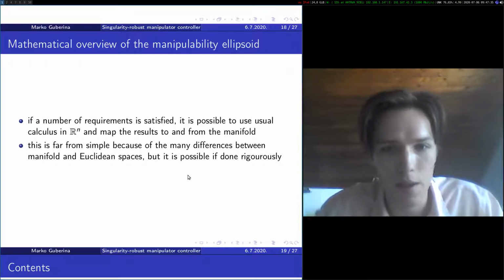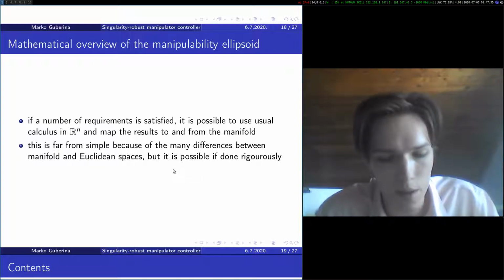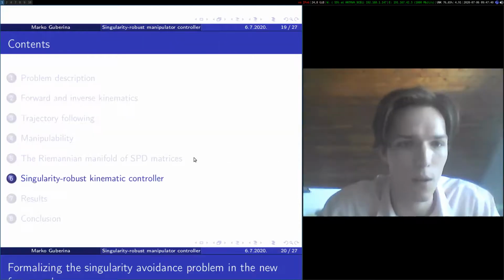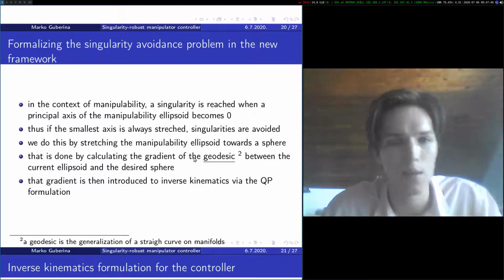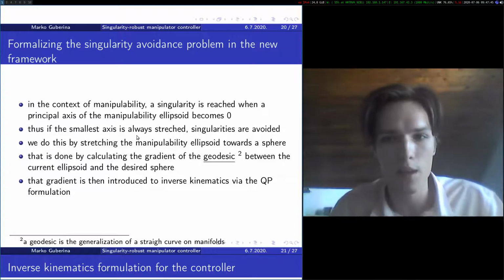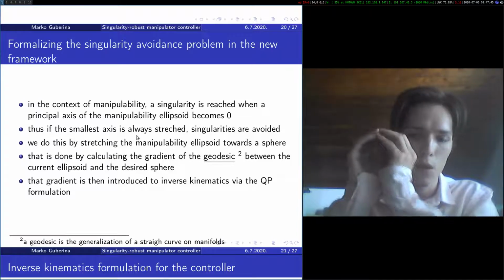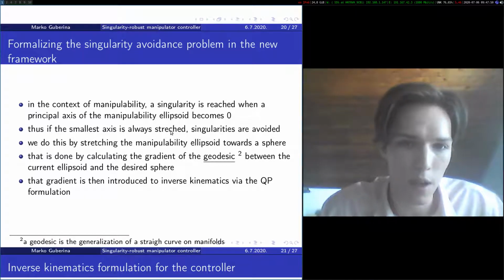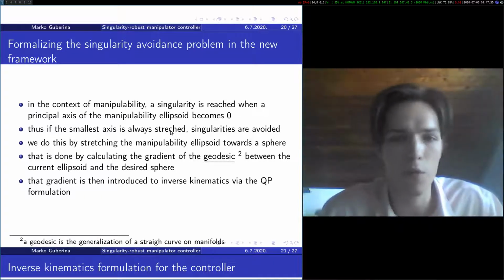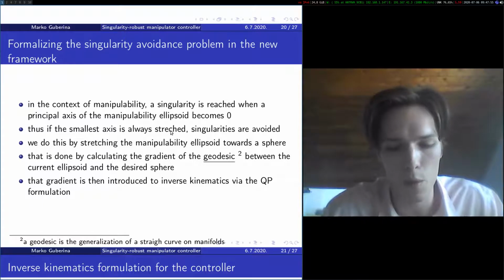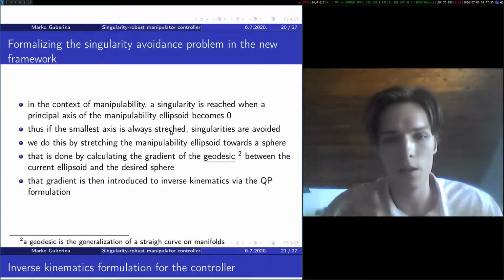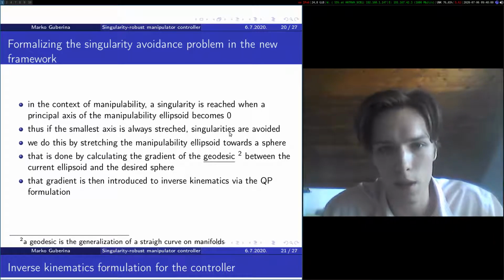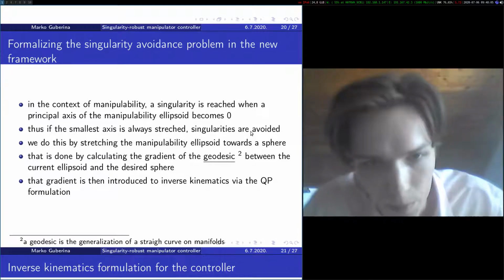If this is something that interests you, I have written extensively about it in the paper, and I have mentioned the literature, so you can check it out. But basically what is done is we want to scale the current ellipsoid so that the smallest axis of it is always stretched. We do this by finding a sphere, and we move towards the sphere. When we move towards the sphere, which is bigger than the current ellipsoid, the smallest axis will always get stretched, and thus the singularities will always be avoided.